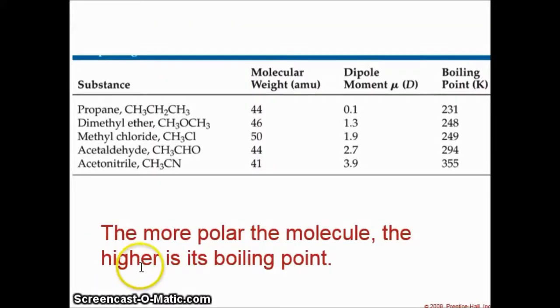What we see then is that the more polar the molecule, the higher the boiling point. If we look at the dipole moments, that's just measuring how polar this particular molecule is. As that goes up, the boiling point goes up, because the more polar it is, the stronger that intermolecular bond is, and the harder it is to break it and then boil that substance.